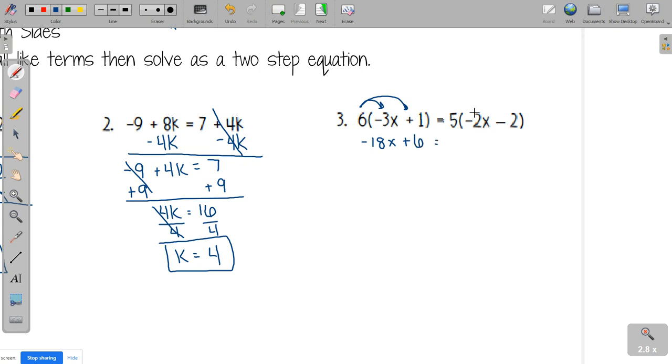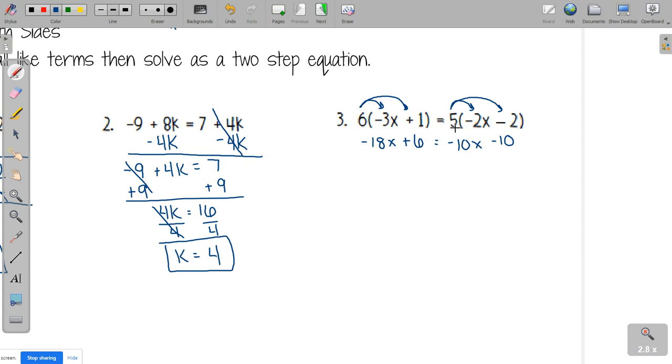Now let's simplify this side. We're going to distribute the 5 in. 5 times negative 2x is negative 10x. 5 times negative 2 is negative 10. Now since we got rid of the parentheses, we can combine our like terms. So we have negative 18x and negative 10x.